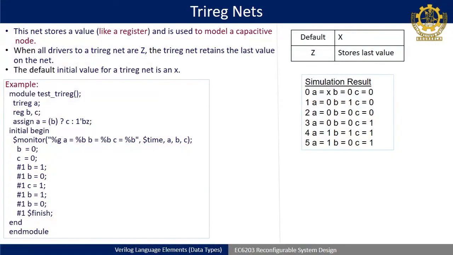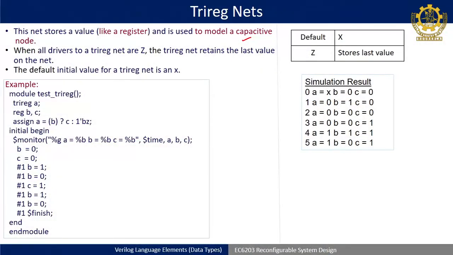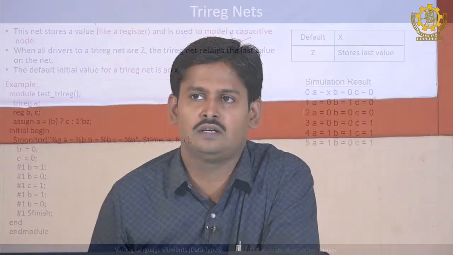So, now coming to trireg. I told you, unlike all the wire types or net types, out of the data types available, this is the only net which is used to store the data. Okay. And it can act as a register and it is used to model a capacitive node in a design. Like in transistor level design, if you are having a capacitance, because in a CMOS inverter you may have a capacitance on the output side. So, if you are having capacitance in that, at that time you can use trireg.